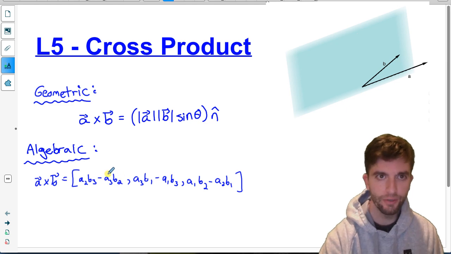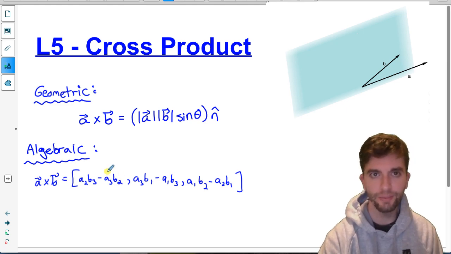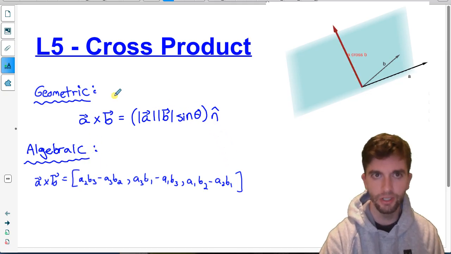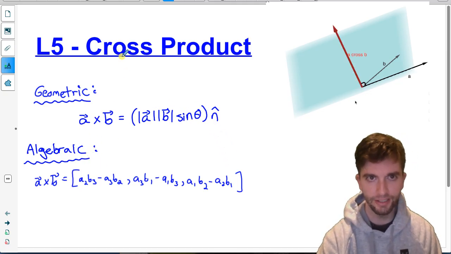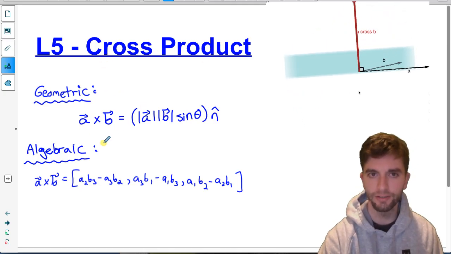In this lesson, you're going to learn about the second type of product we can do between two vectors. We can find the cross product of two vectors. So at this point in the course, hopefully you're familiar with dot product, sometimes called scalar product. Dot product only gives you a scalar result. Cross product, on the other hand, gives you a vector result. So sometimes cross product is called a vector product.